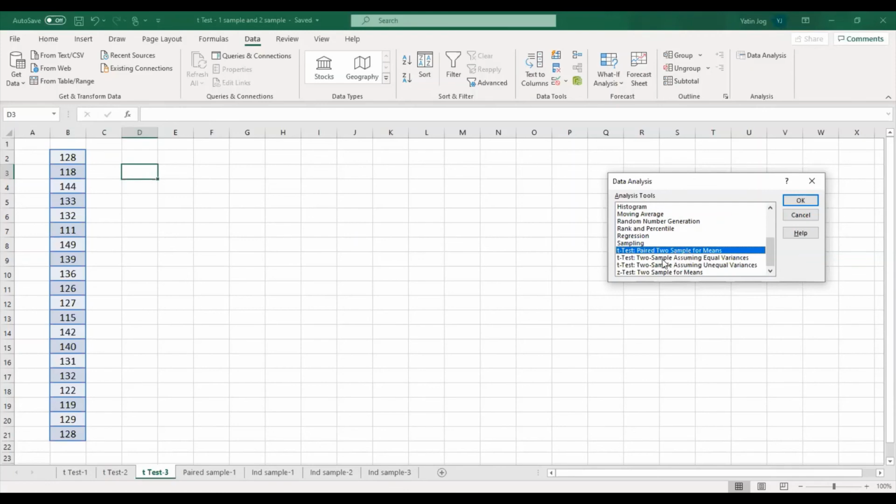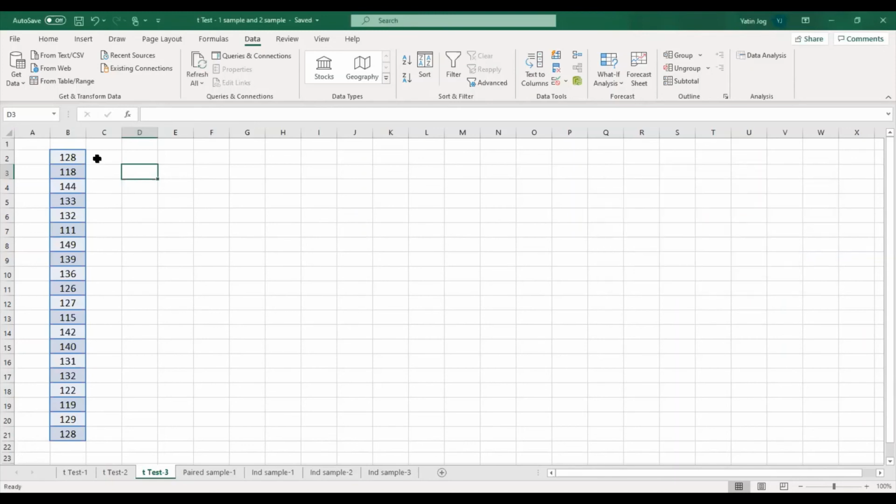That means two samples and two samples. All three t-test methods which are available in Excel are for two samples. But we are now dealing with only one sample. So how do we use one of these methods for the one sample t-test? What you have to do is consider the second variable as 0.